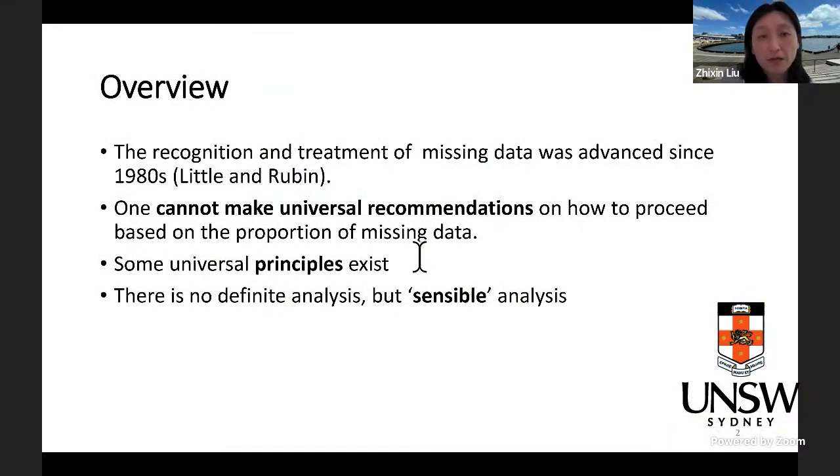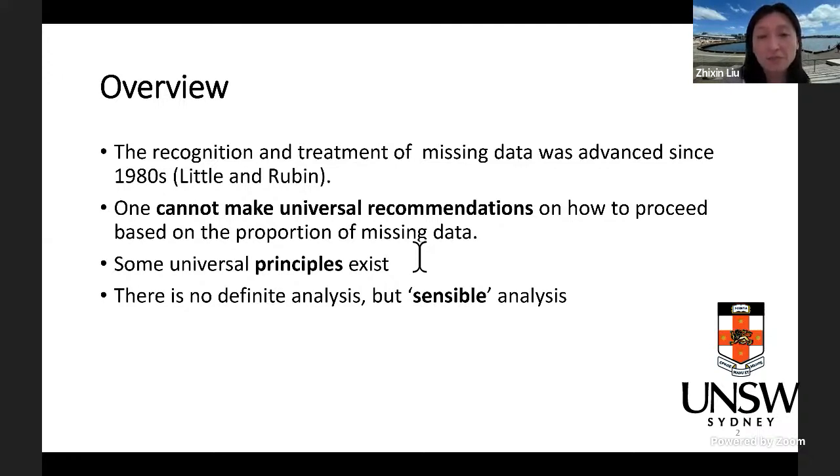So, a quick overview. The recognition and the treatment of missing data advanced since about the 1980s, when Professor Little and Professor Rubin published their seminal book. Though the title is a practical guide about missing data, we have to say there are no universal recommendations on how to proceed with missing data based on the proportion of missing. We will talk about that a bit more later. However, we do have some universal principles we can follow. That's what we're going to talk about.